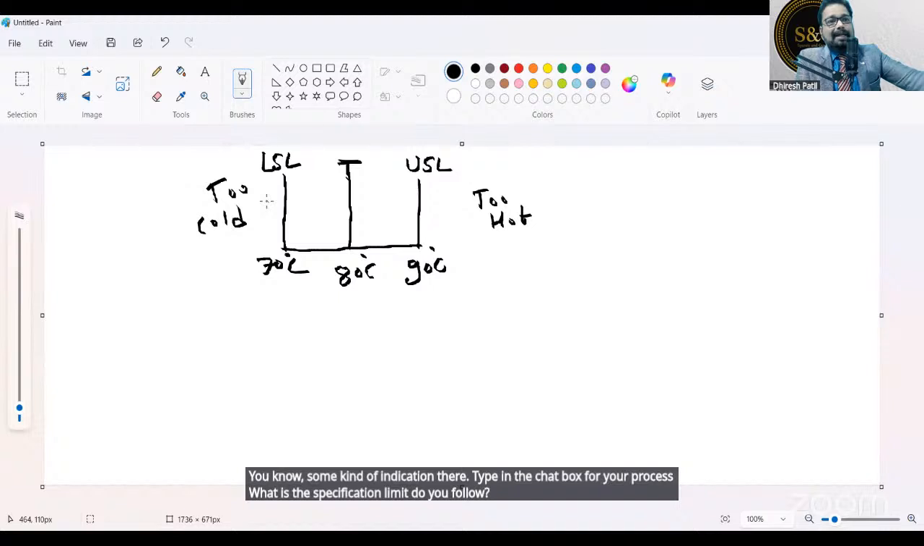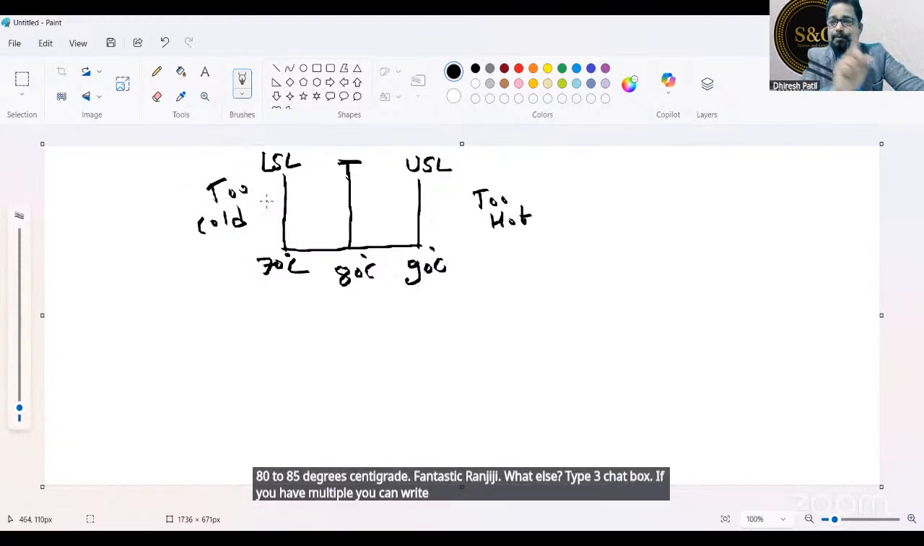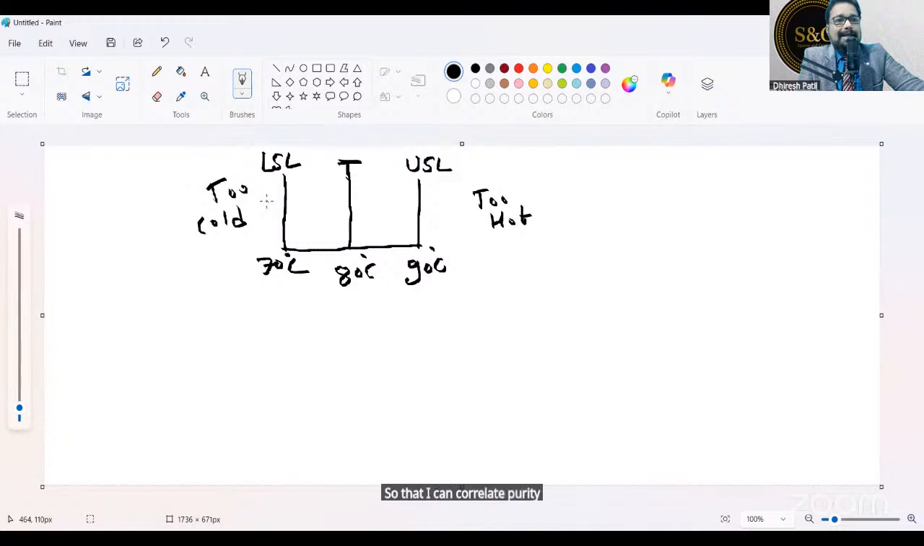80 to 85 degrees centigrade. Fantastic, Ranjiji. What else? Type in the chat box. If you have multiple, you can type multiple. At least give me one so that I can correlate. Purity, 99.5 plus minus 0.1%. Fantastic. So 99.4 and 99.6 is your specification limit, and 99.5 is your target. Very good. 5.0 kg to 5.12 kg.